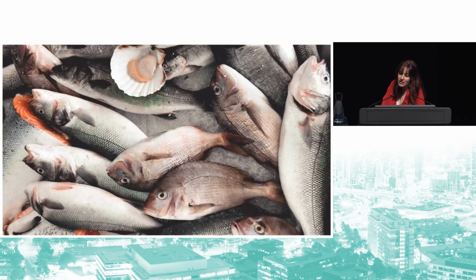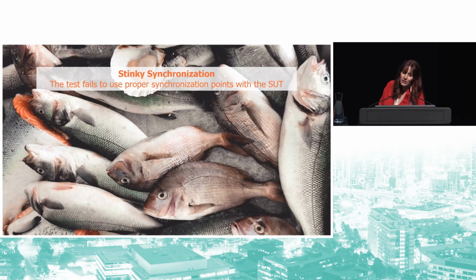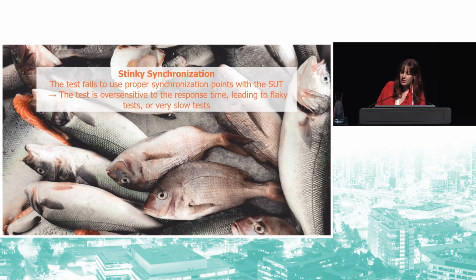Another example is stinky synchronization. So this happens when the test is not using proper synchronization points. As I said in the beginning, synchronization is critical in suites. And if the developers are not using proper synchronization points and they are relying on waiting times, the risk is that the tests can become flaky, but also they might become slow and they slow the entire test suite.